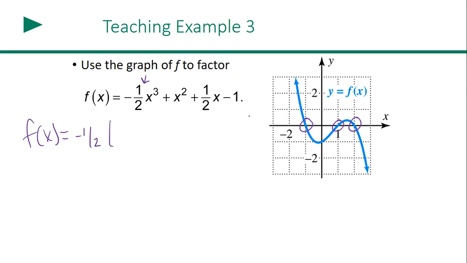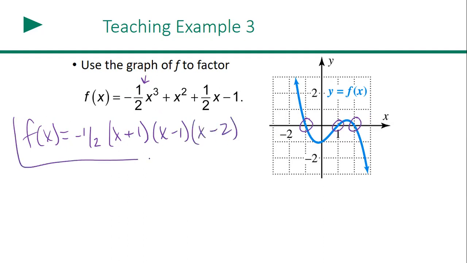And now we write our factors. So I'm at -1, so it becomes x plus 1. I'm at +1, so it becomes x minus 1. And I'm at +2, so it becomes x minus 2. And that is all I was looking for.